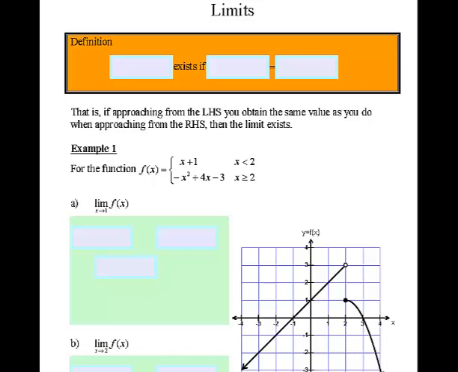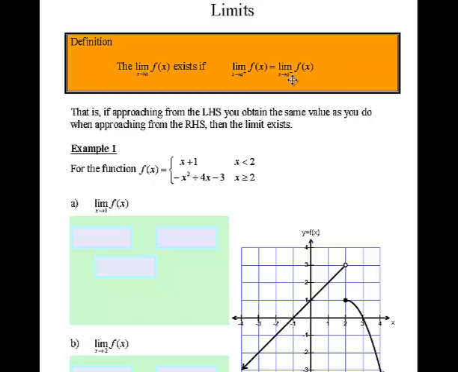Okay, so now we're going to look at limits. And I think I've already spoken to some of you with regards to looking at limits as something approaches something. But basically, the limit as x tends towards a, and a will be a number, of f of x exists if the limit as x tends towards a from the positive direction is the same as if x tends to a from the negative direction.